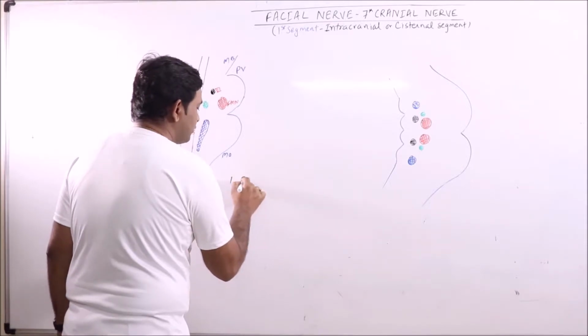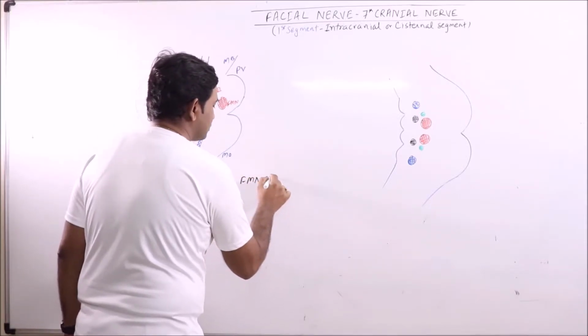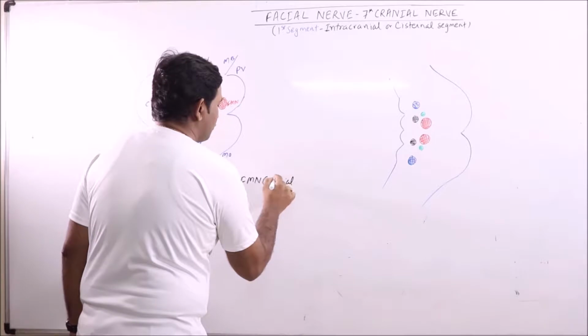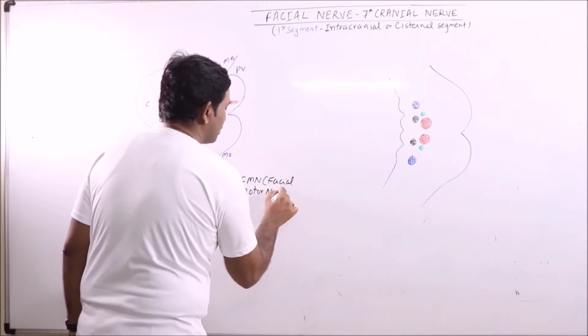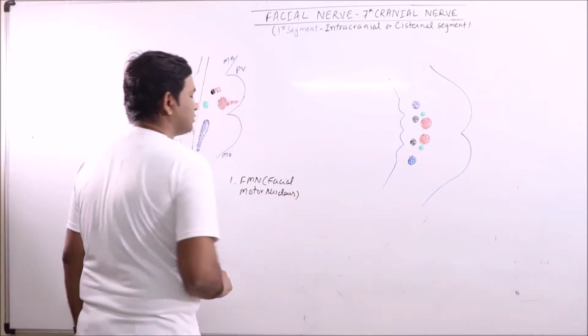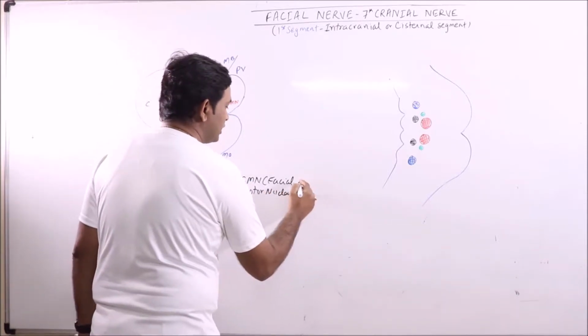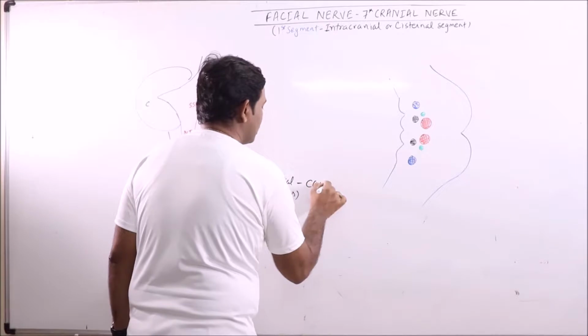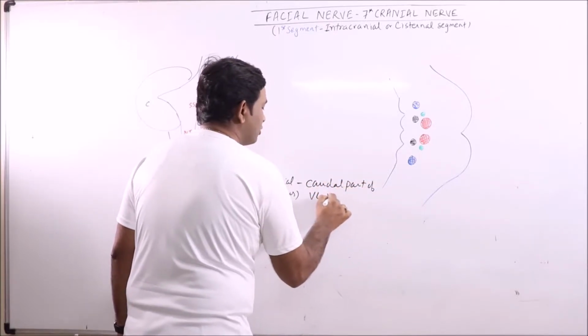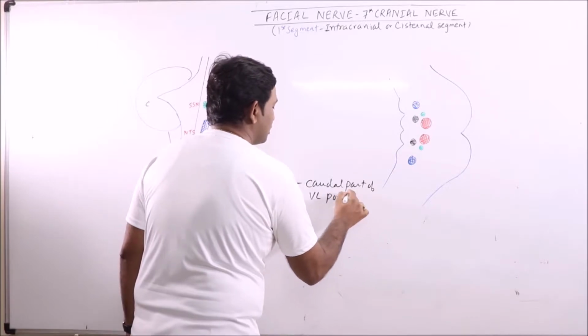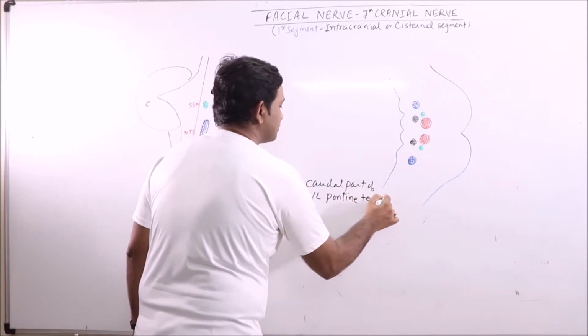The first one is the facial motor nucleus. This facial motor nucleus is basically located in the caudal part of the ventrolateral pontine tegmentum.